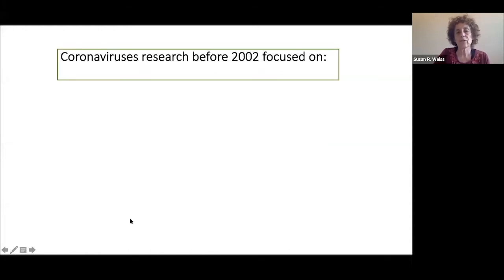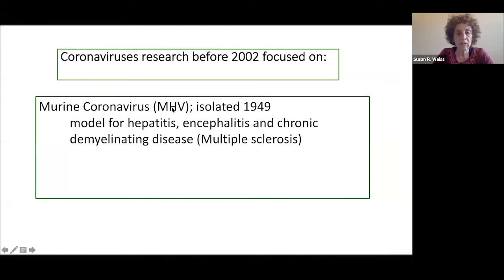So before 2002, that's when the first SARS emerged in China, most coronavirus research focused on murine coronavirus, which was isolated in 1949. And this virus has been studied in a lot of depth because it presents us with a really nice model for hepatitis, encephalitis, and chronic demyelinating diseases, and has been used as a model to study the human disease multiple sclerosis. And a lot of what we know about coronaviruses, a lot of the mechanisms of replication, about entry, about pathogenesis, really come from these early studies on murine coronavirus, MHV.